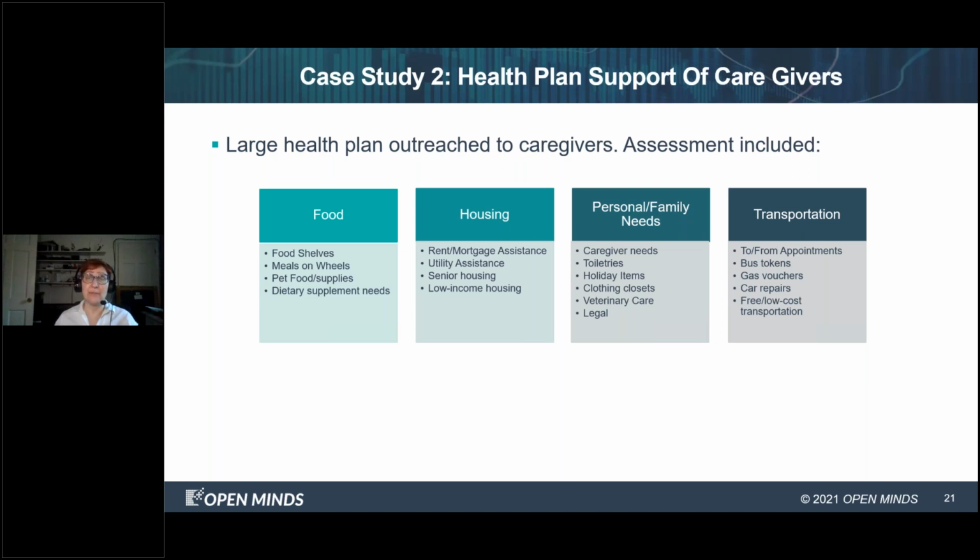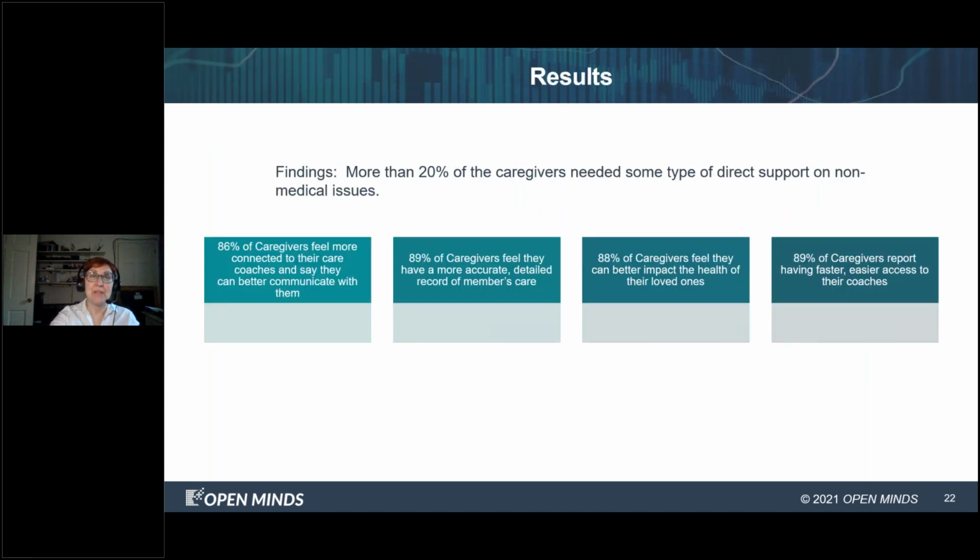My own 90 some odd year old parents gave up one of their cars, and they still have a car. They need to give up both their cars, but that's a big issue for people who are aging, because it makes them completely dependent upon their caregivers for taking them everywhere, right? So that was one of the components of the assessment. And then the health plan found out that actually more than 20% of the caregivers reported needing some help.